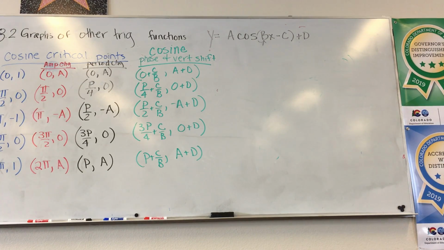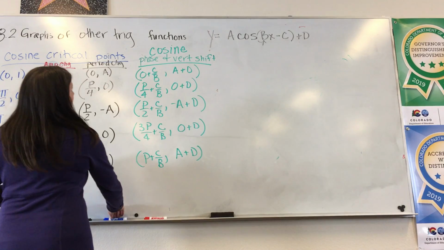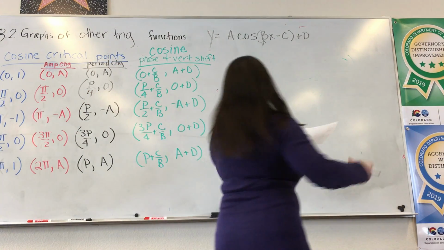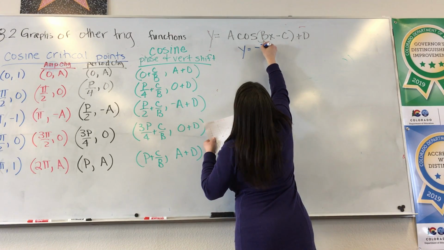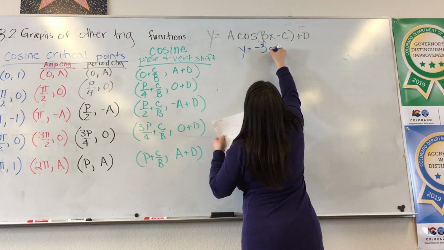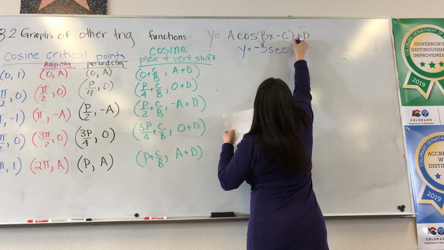All right, so let's do, this'll be fun. Let's do y equals negative 3 times the secant of x over 2.